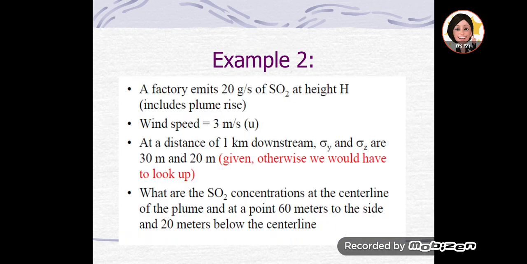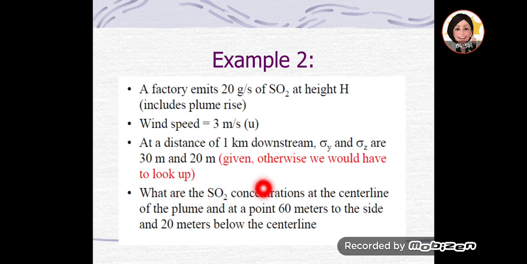Okay, so let's look into the second example. A factory emits 20 gram per second of SO2 at a height, so there is a plume rise, and then it gives you a wind speed. At a distance of 1 kilometer downstream, sigma y and sigma z are given. If it is given, you use the given value. It can be different from what you find from the graph. If it is not given, then we would have to either calculate from the equation, or look up in the graph.